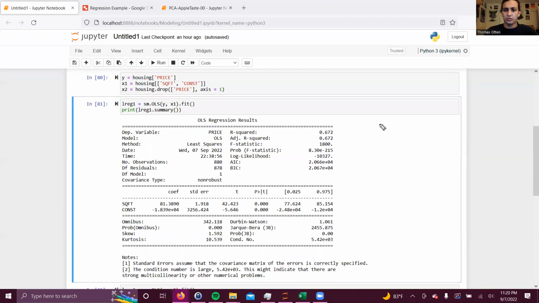And so what we find is that slope is 81. Each 1 square foot increases the price of the house by $81. Something like that. It depends on the scale of your graph, but it's going to go up.